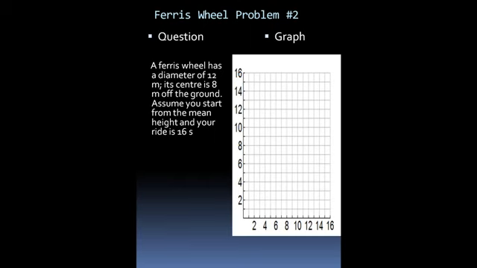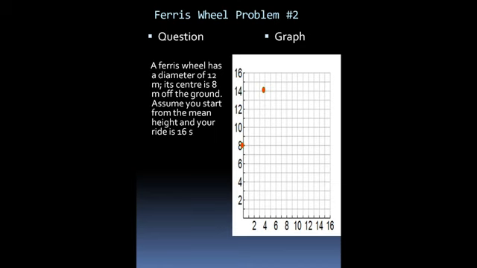So read the question, and it says that the center is 8 meters off the ground, and you assume that you're going to start from the mean height. So you start at (0, 8). So plot your point. Then you make a quarter turn. That is 4 seconds later, you're going to be at the maximum height. You're going to be 14 meters above the ground.